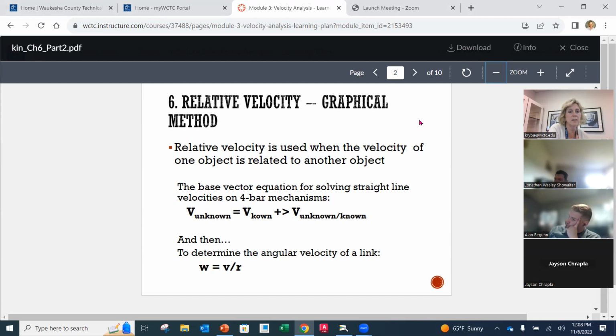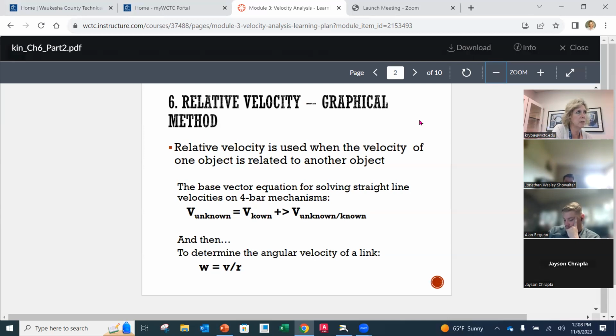So the base vector equation says, when I want to find out the velocity of an unknown value, it's going to be equal to the velocity of something I already know, plus vectorially a relative velocity of the unknown velocity to the known velocity. I know it's very cryptic right now, but as we set this up in our handout and we start looking at a 4-bar mechanism, we'll kind of make sense of this, but this is the base.